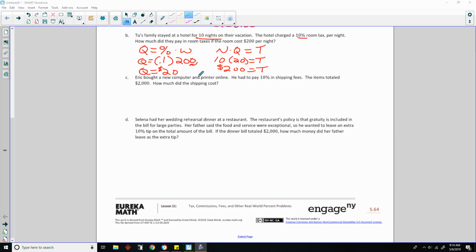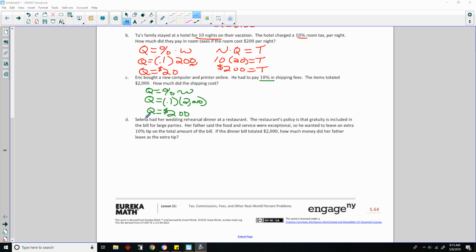Part C says Eric bought a new computer and printer online. He had to pay 10% in shipping fees. The item totaled $2,000. How much did the shipping cost? So we're taking some quantity equals some percent times the whole. The quantity here is what we're trying to find. What did he pay in shipping costs? That's our Q. 10% shipping fees is our percent. 10% is 0.1. I'm going to take 0.1 and multiply by what he paid for the item, which was $2,000. So the quantity, which is the shipping cost, is 10% of 2,000, which is $200 in shipping.